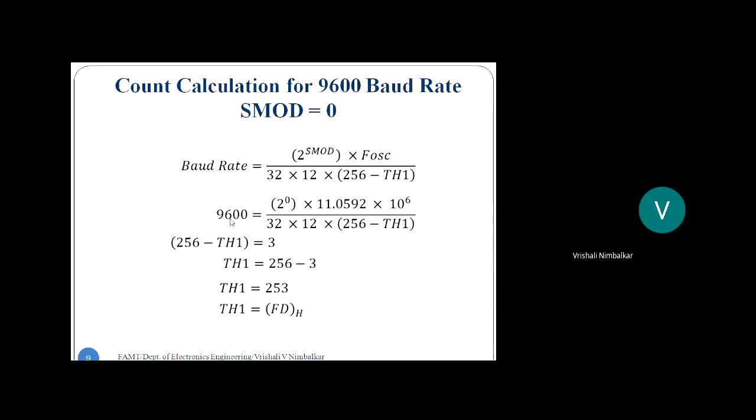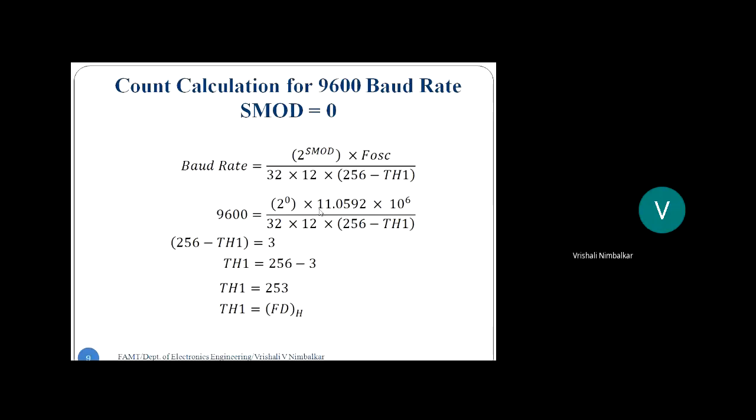How much is the baud rate? 9600. What is SMOD? That bit is 0, so we have 2 raised to 0. Oscillator frequency: 11.0592 megahertz, so into 10 raised to 6.